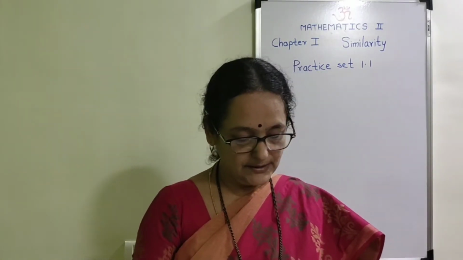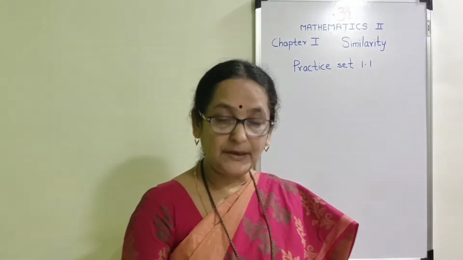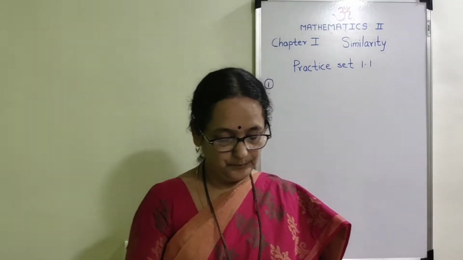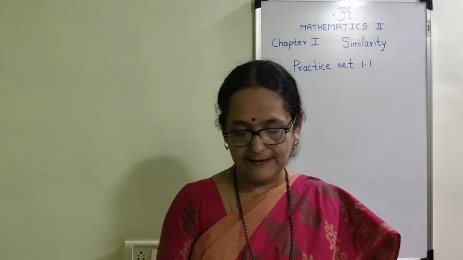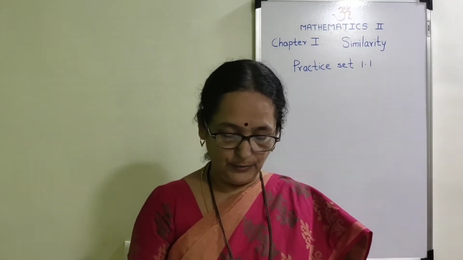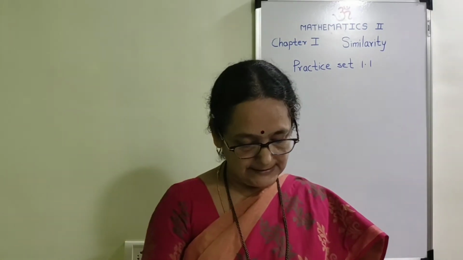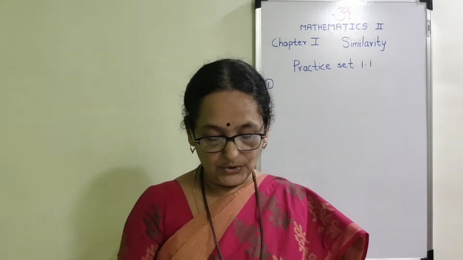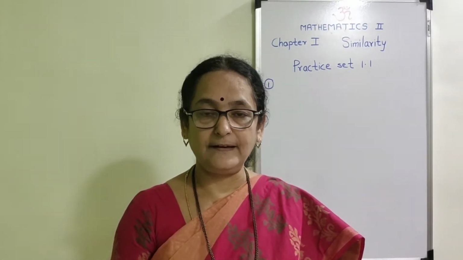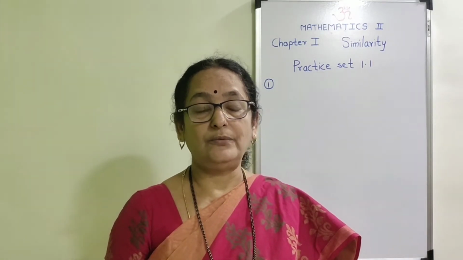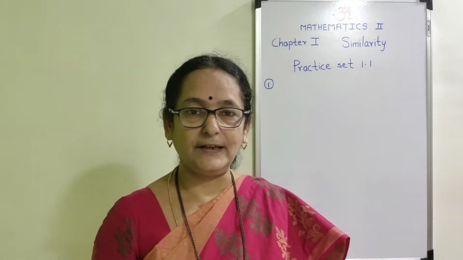Now I am reading it. The first example from practice set 1.1. Base of a triangle is 9 and height is 5. Base of another triangle is 10 and height is 6. Find the ratio of areas of these triangles. Now first of all, we are going to write the given things.